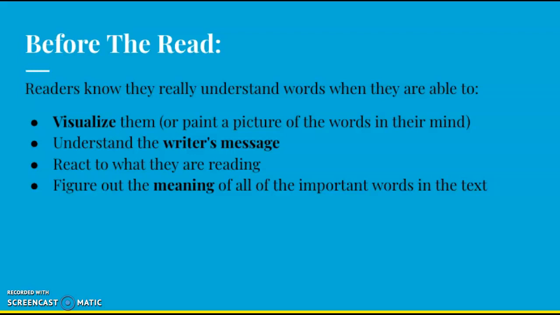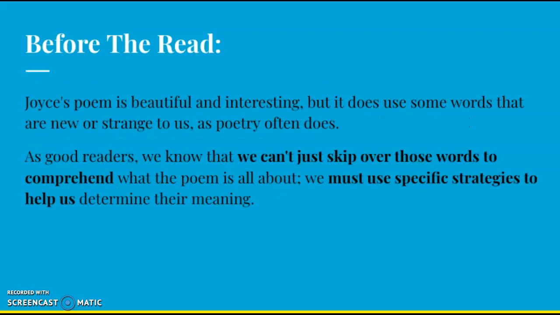Readers know they really understand words when they are able to do a few different things. When they are able to visualize them or paint a picture of the words in their mind, understand the writer's message, react to what they are reading, and figure out the meaning of all the important words in the text. Joyce's poem is beautiful and interesting, but it does use some words that are new or strange to us, as poetry often does. As good readers, we know that we can't just skip over those words to comprehend what the poem is all about. We must use specific strategies to help us determine their meaning.